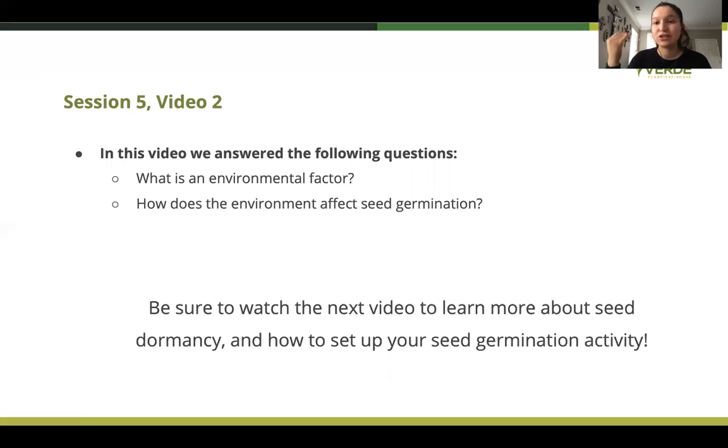How can we change the light? How can we change the water? How can we change the temperature? How can we control those factors to improve seed germination or seedling growth?